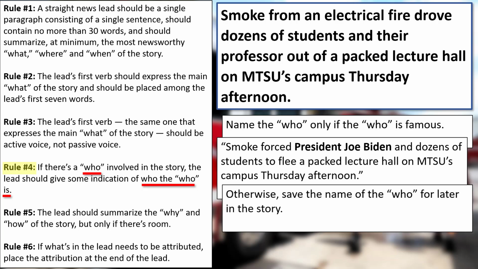But most of the time, the who is simply not going to be that well known. And so in that case, you want to save the name of the who for later in the story. And that's what I did in this example lead. None of these students were famous, not even the professor is famous. So instead of giving names in the lead, I just told you that students and some nameless professor were affected by the fire. And I'll give at least the name of the professor later in the story.